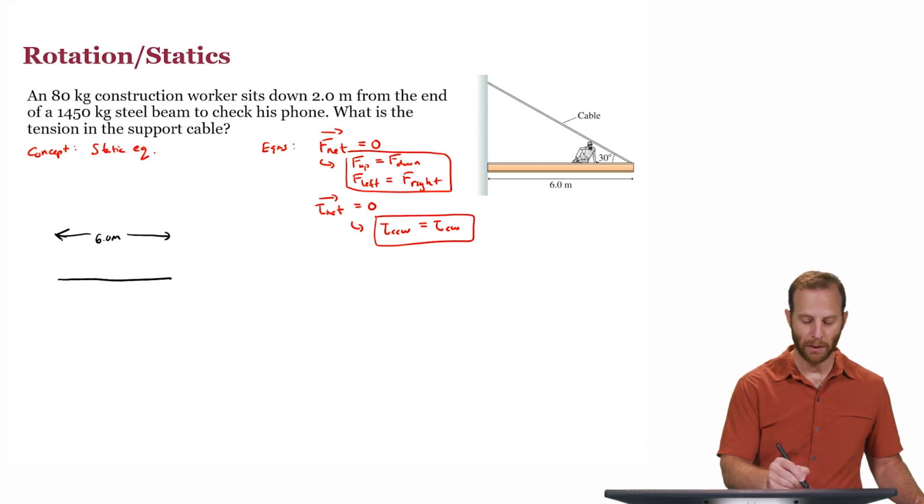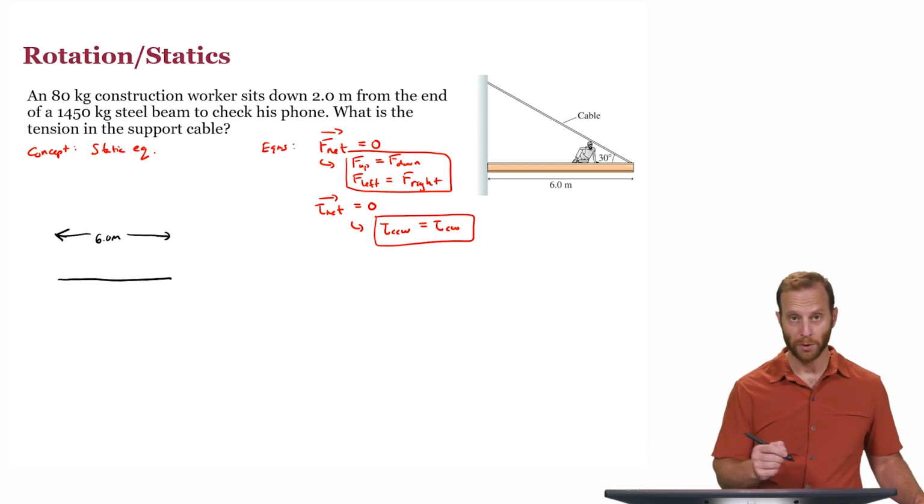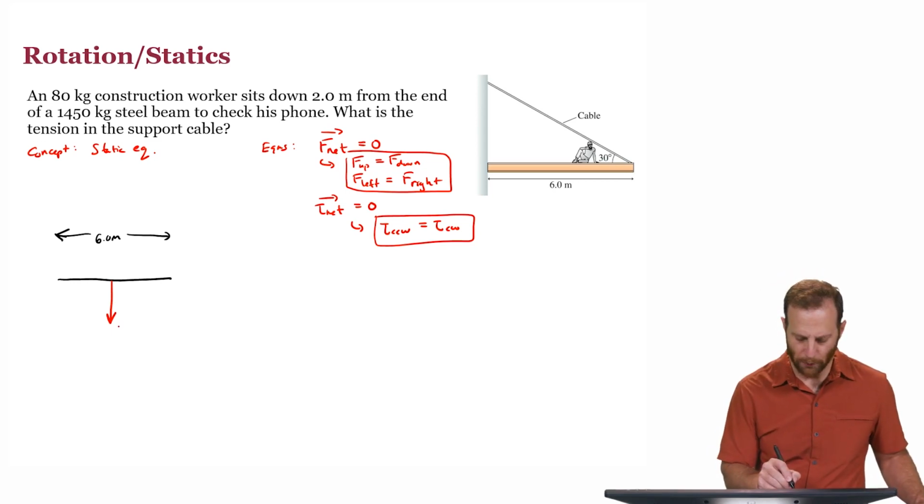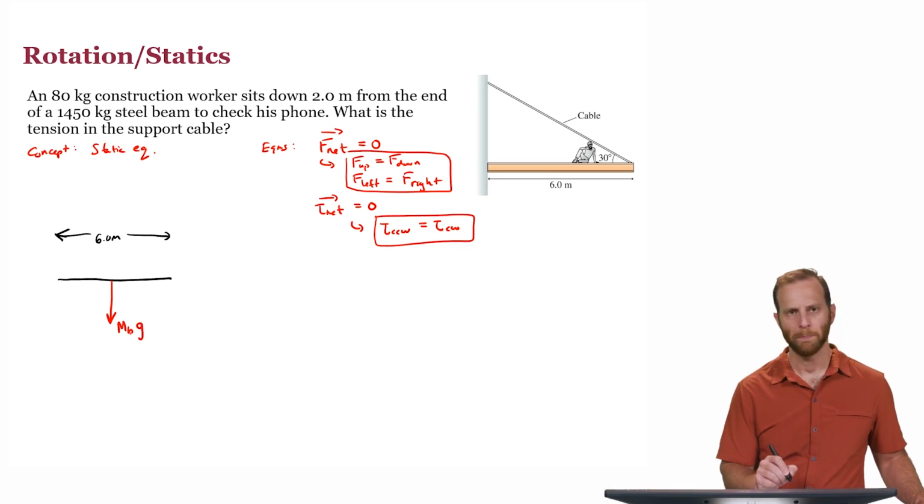The beam has mass, and so there will be a force acting on the beam. And I'll go ahead and draw that acting right here, right in the middle, right in the center, because it's a uniform beam, we assume. So the force of gravity here would be the mass of the beam times g.